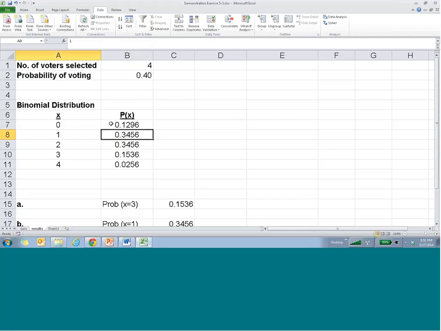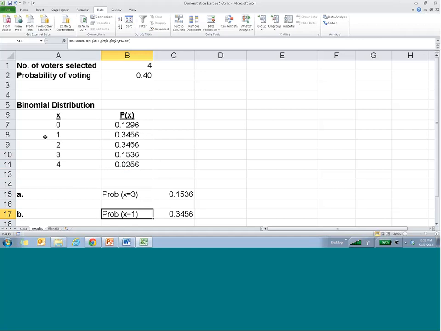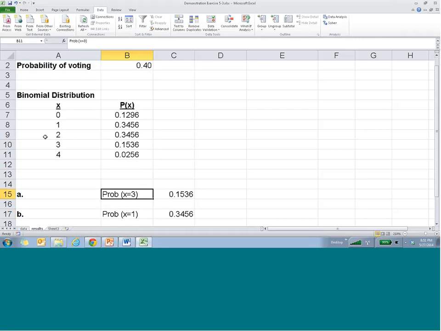The probability of getting exactly one person to say yes, they're voting, out of those four that I called is 34.5%. Exactly two is 34.5%. Exactly three, 15%. Exactly four people saying yes is 2.5%. So the question it asks here is, what's the probability that it is equal to 3? Okay, now here's where I want to show you guys something else in Excel.